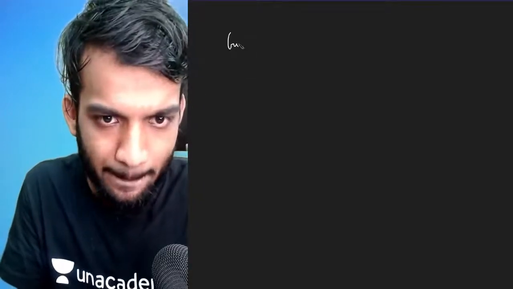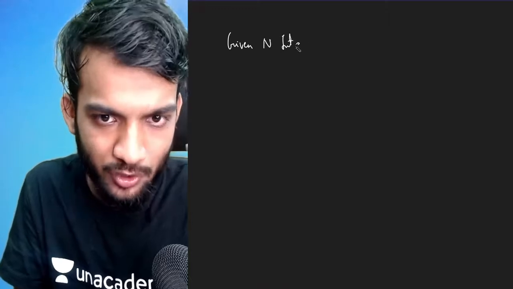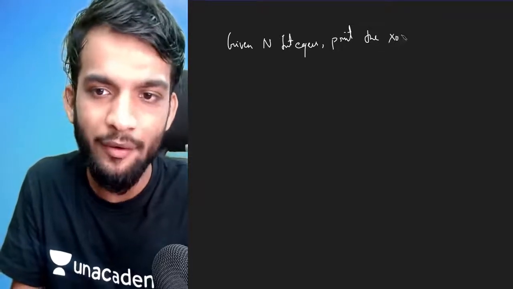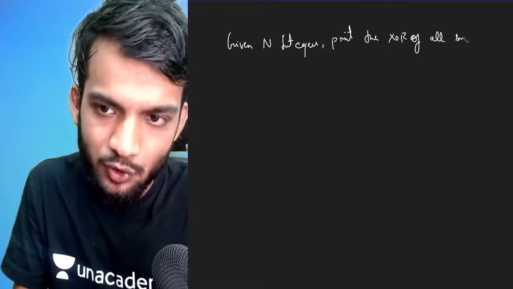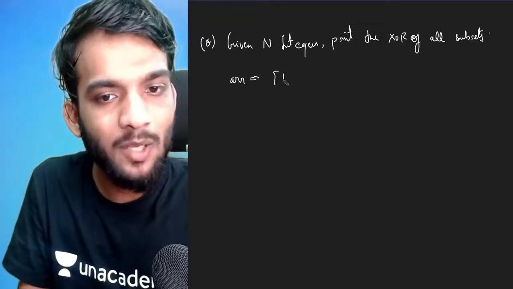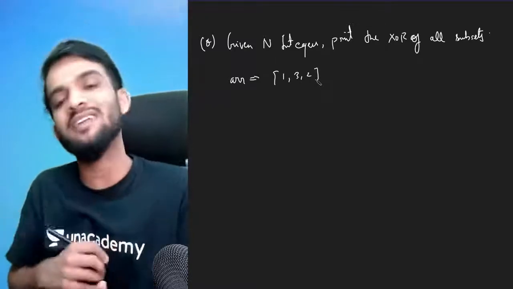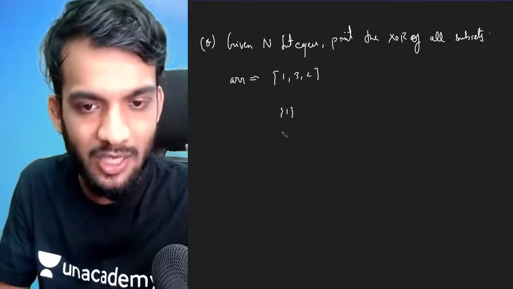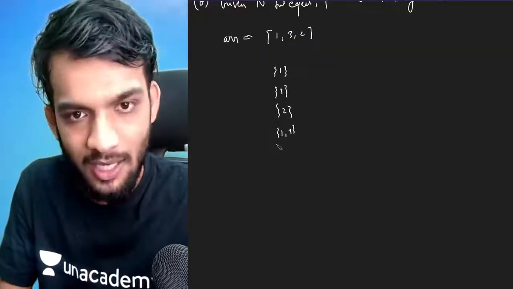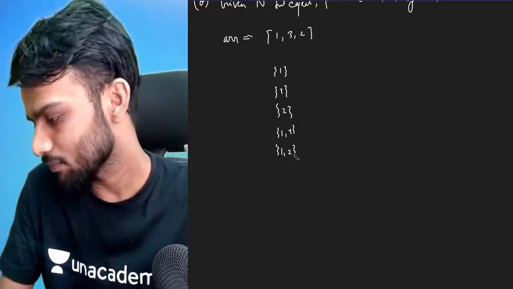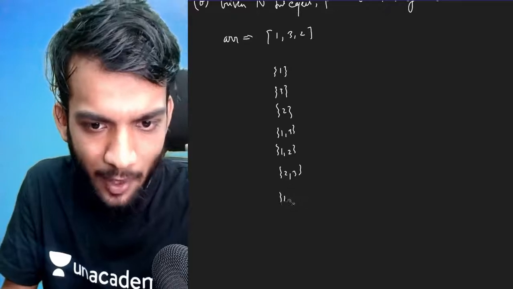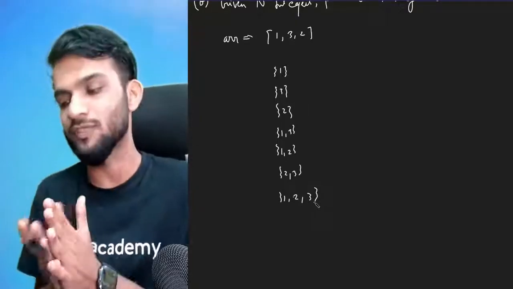Okay, so next question. Given n integers, print the XOR of all subsets. That's what the question is. For an example, if I give you the array as 1, 3, 2, what are the subsets that this can have? One subset will be 1, the other subset will be 3, the other subset will be 2, the other subset will be 1, 3, the other subset will be 1, 2, the other subset will be 2, 3, while the other subset will be 1, 2, 3. So can I say these are all the subsets of this array? I'm assuming everyone knows subsets.